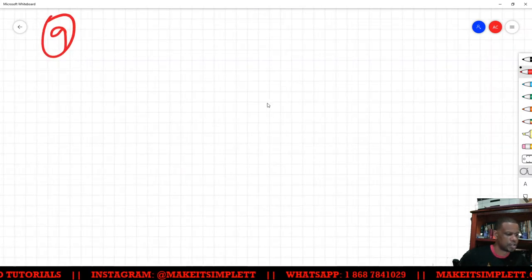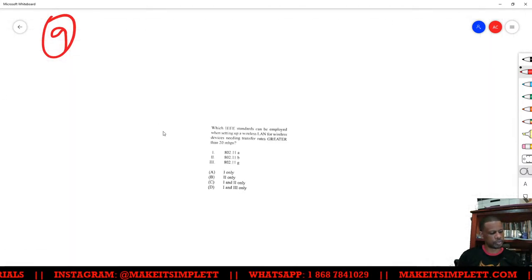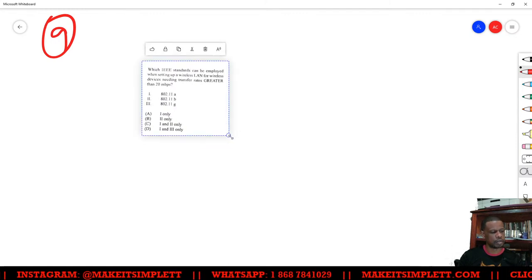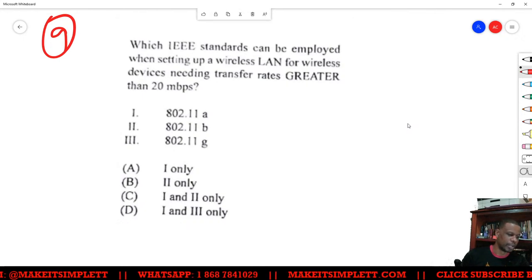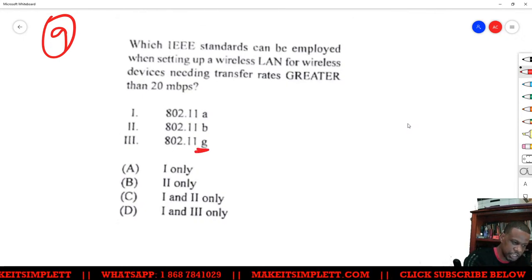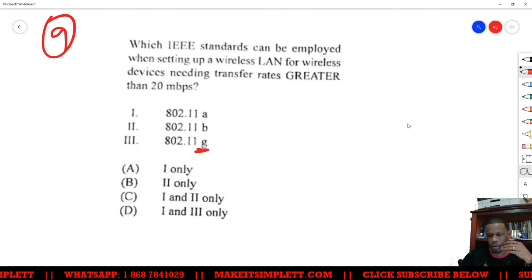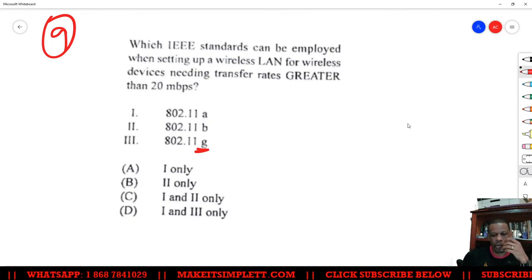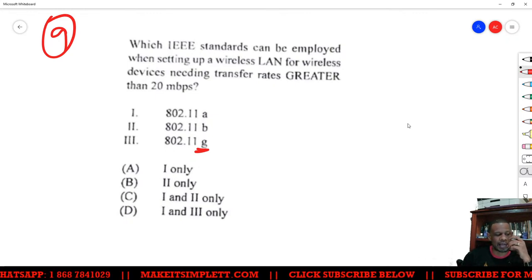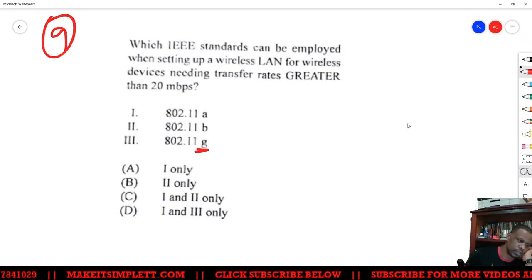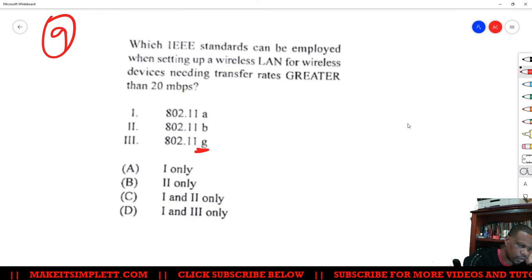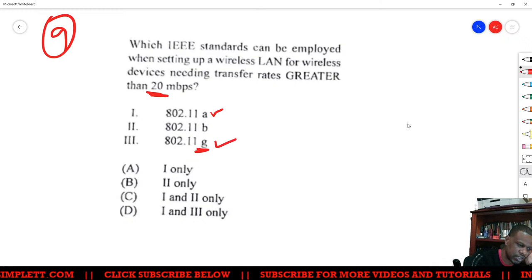According to the syllabus, which was written in 2010, the only thing you're supposed to know is 802.11 A and B. But apparently this question has A, B, and G. Why did they include G? But no matter, because once it's greater than 20 megabits per second, it's A and G that are the answer, so it'll be 1 and 3. So the answer is D.